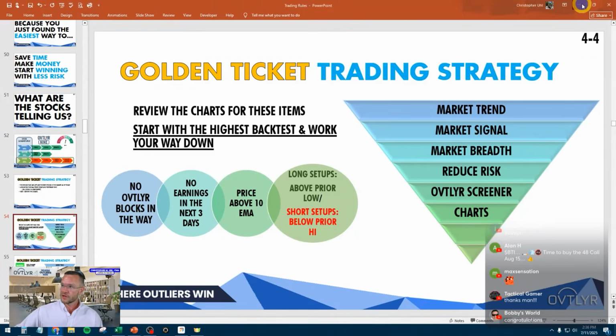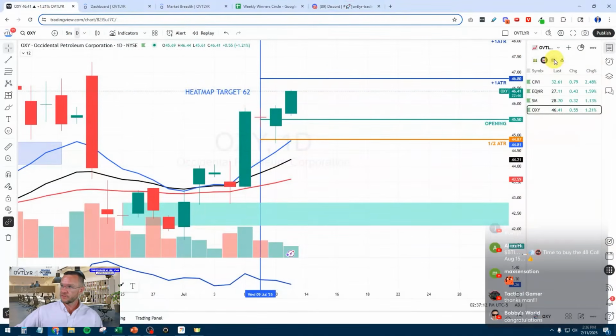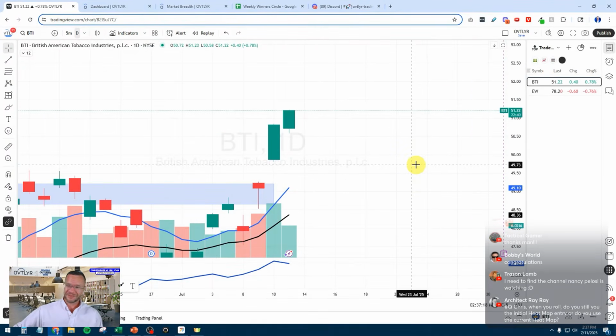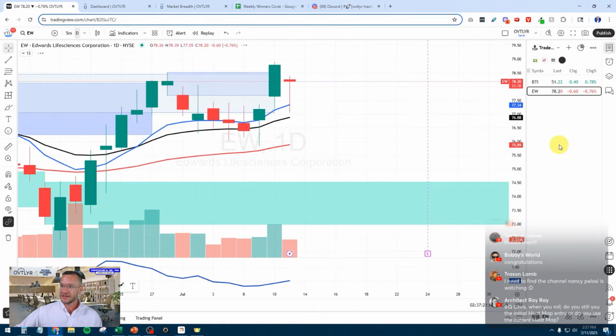First, no order blocks in the way. So I'm going to pull over into Trading View, and I'm going to look at just these two. I've gone through tons of them today for you because I love you and I love the game. I'm looking at BTI and EW.